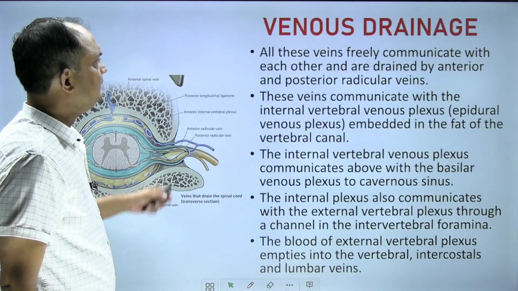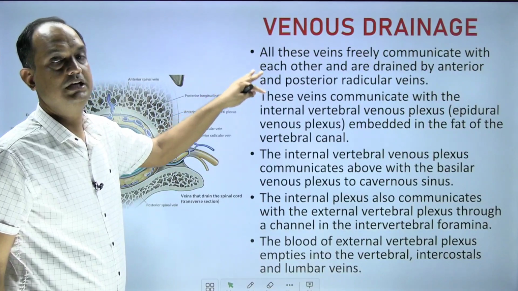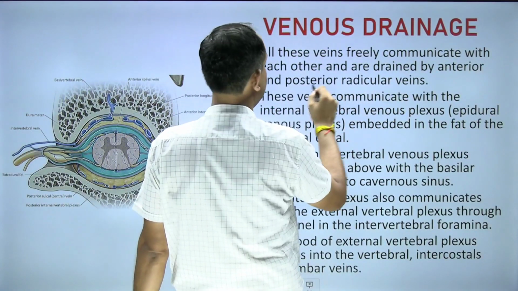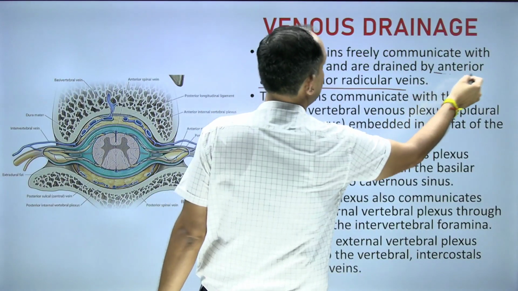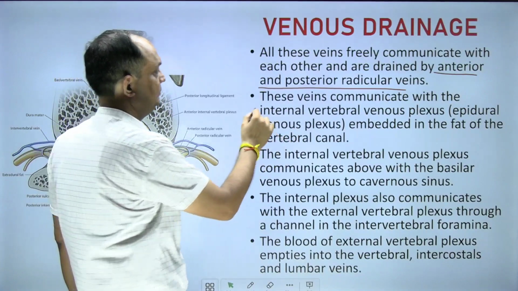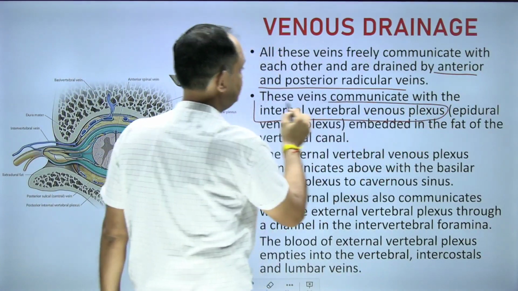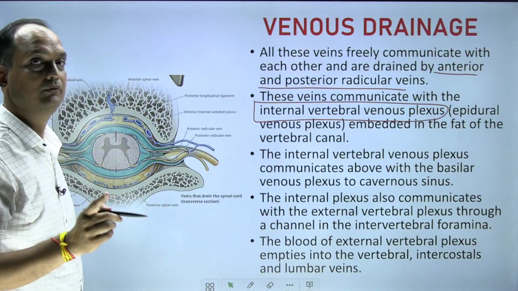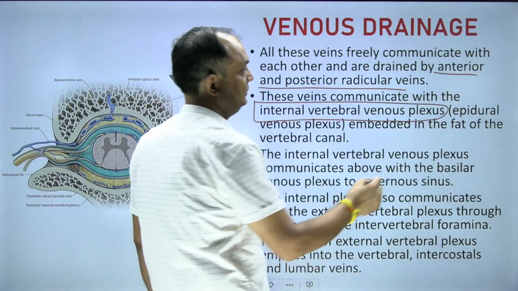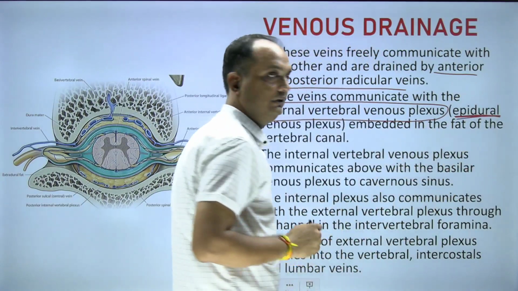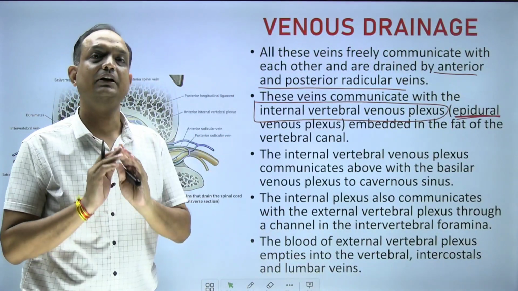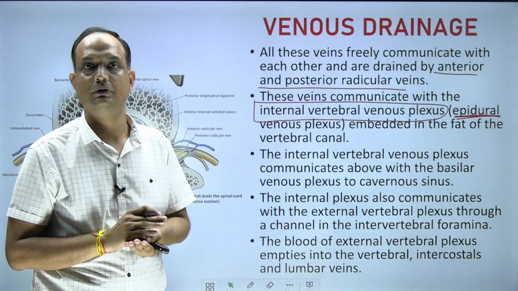Now, all the veins which are present around the spinal cord freely communicate with each other, and they drain into the anterior and posterior radicular veins. And these radicular veins ultimately drain into the internal vertebral venous plexus. So I just told you the location of the internal vertebral venous plexus: in the extradural or epidural space. That's why it is also known as the epidural venous plexus, which is present in the fat in the extradural space.